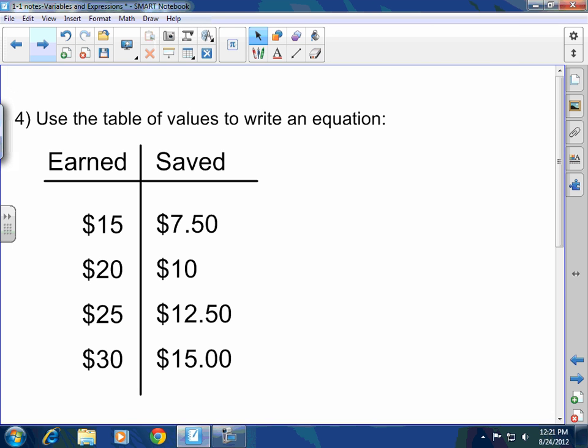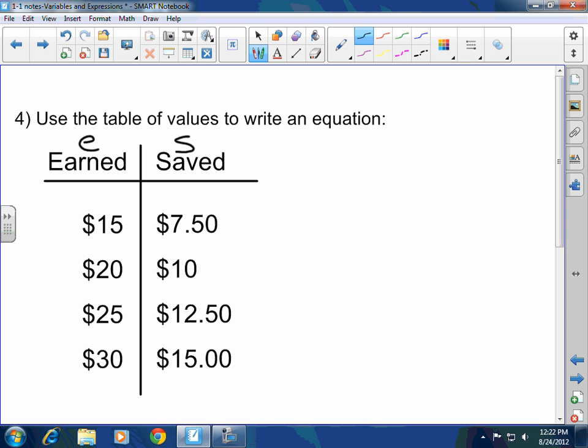All right, what about this? Use this table of values to write an equation. I earned $15 and then I saved 7.50. When I earn 20, I save 10. When I earn 25, I save 12.50. When I earn 30, I save 15. Let's call earned E and saved S. How can I relate these to figure out exactly how much I'm saving?